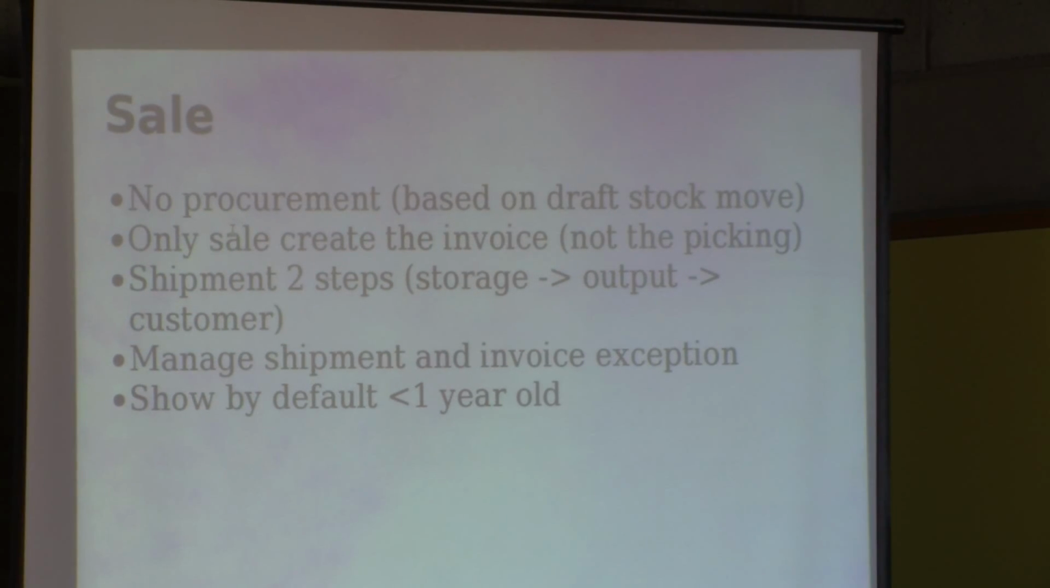The shipment is made with 2 steps instead of just one. We move from the storage location to the output of the warehouse. Like that, you can prepare the shipment, and after that, it goes from the output zone of the warehouse to the customer. So you get 2 steps for the shipments instead of just from stock to customer. It reflects more the way of working in a warehouse, I guess. It's not often that you pick up from the stock and give directly to the customer. Generally, you put it on the truck or something like that.